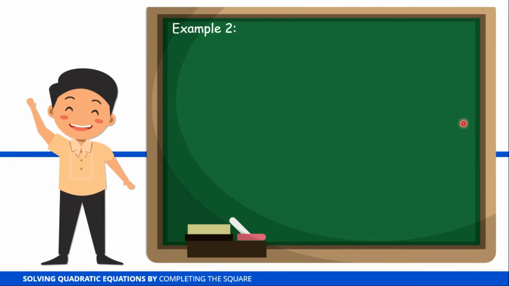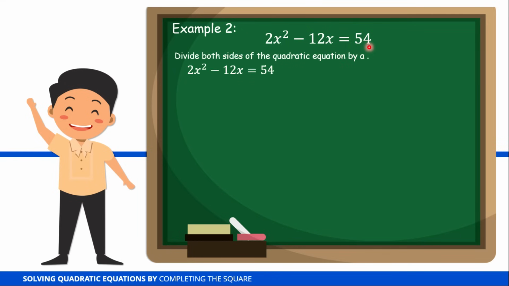Now let's proceed to our second example. 2x squared minus 12x is equal to 54. This time, ang a natin is not equal to 1. Kailangan nating mag-divide ng 2 on both sides of the equation bago tayo mag-proceed. I-apply natin yung ating step. 2x squared minus 12x divided by 2 is equal to 54 divided by 2. Again, kinailangan nating mag-divide ng 2 on both sides of the equation because our a is equal to 2.